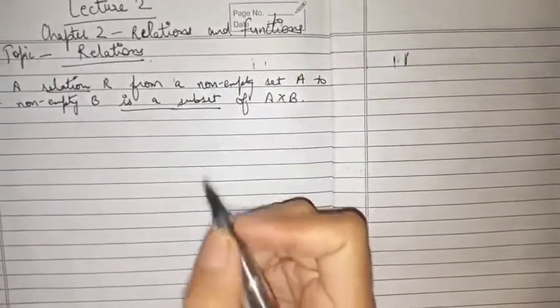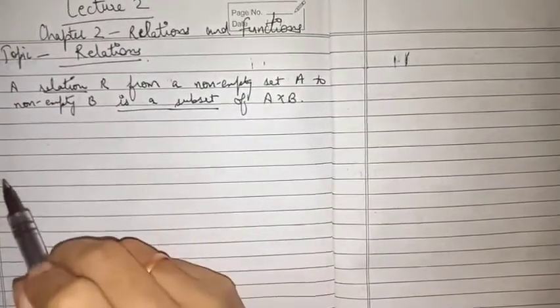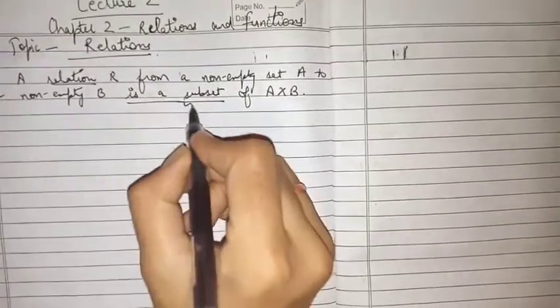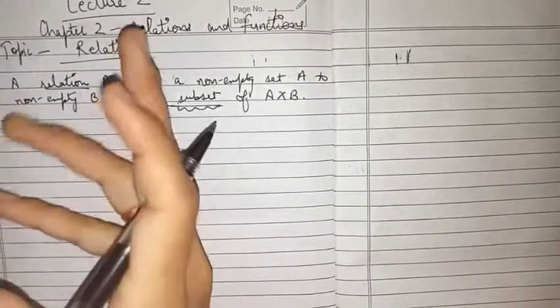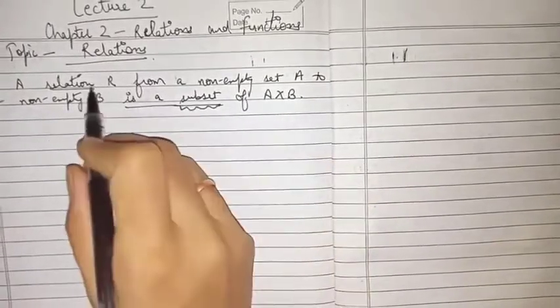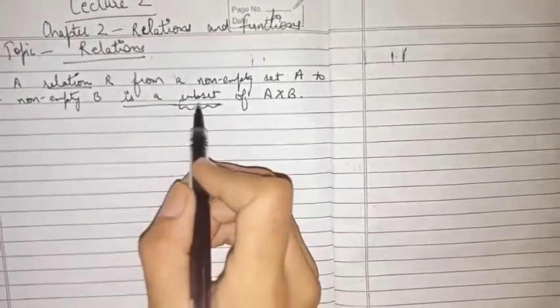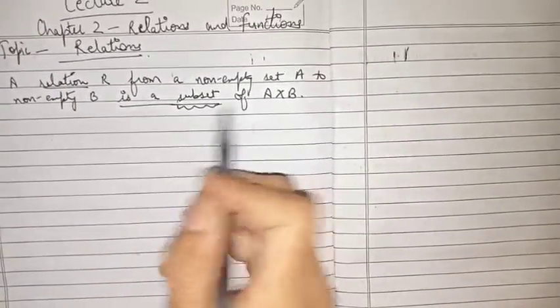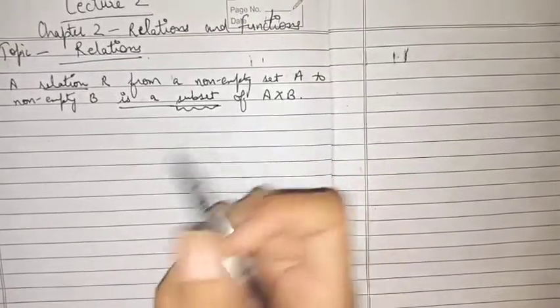You have learnt the meaning of A cross B in the previous lecture, where I told you in detail the meaning of Cartesian product and how to write the elements in A cross B. So what is a relation? It is a subset of A cross B. This means that in the relation, maybe all the elements from A cross B occur, or some of the elements occur, or maybe no element occurs. Clear?